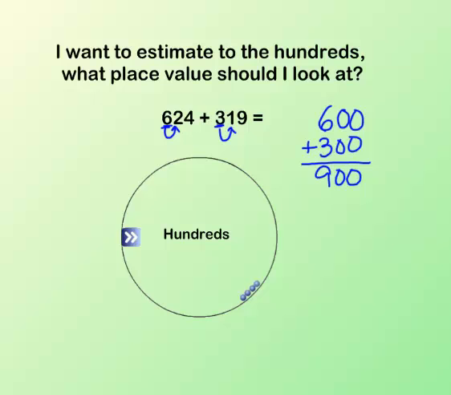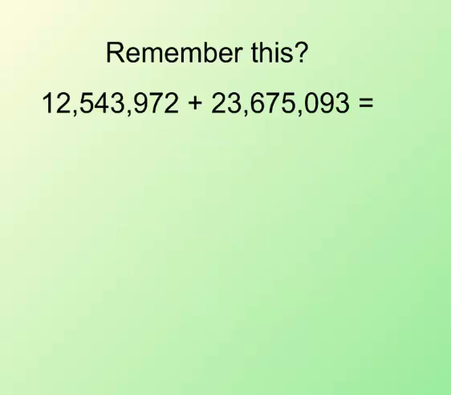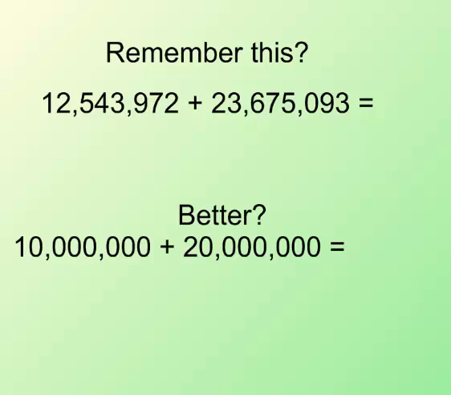Easy to do mentally. Remember this number? Well, we can change it and round it so we could get an estimate quickly. Does that look better? It's much easier to add this in our head and know that it's 30 million. 10 million plus 20 million is 30 million. So our answer is going to be around 30 million.